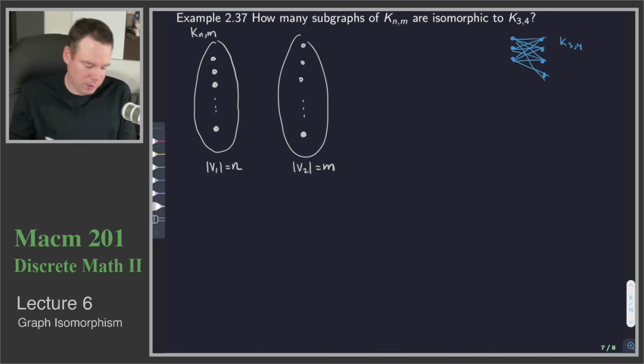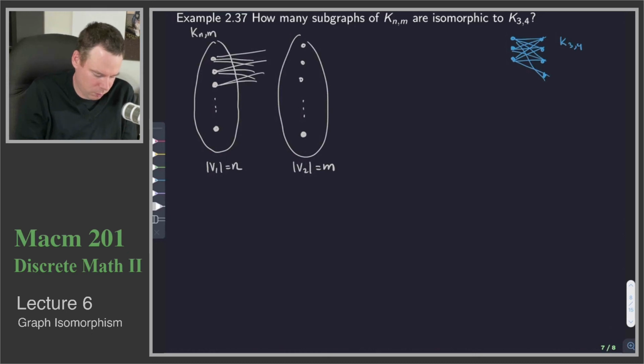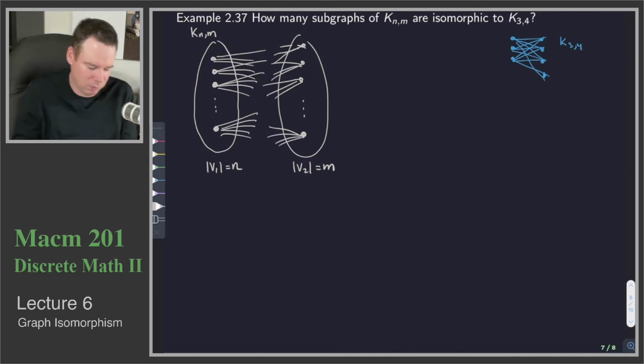And then we've got edges that go all across from every one of these into the other side. And maybe I'll do that over here as well. We've got all these edges coming out, connecting it to every other vertex. So that's our rough sketch of what a Knm looks like. I'd like to find K34 in there. So how can I do that?